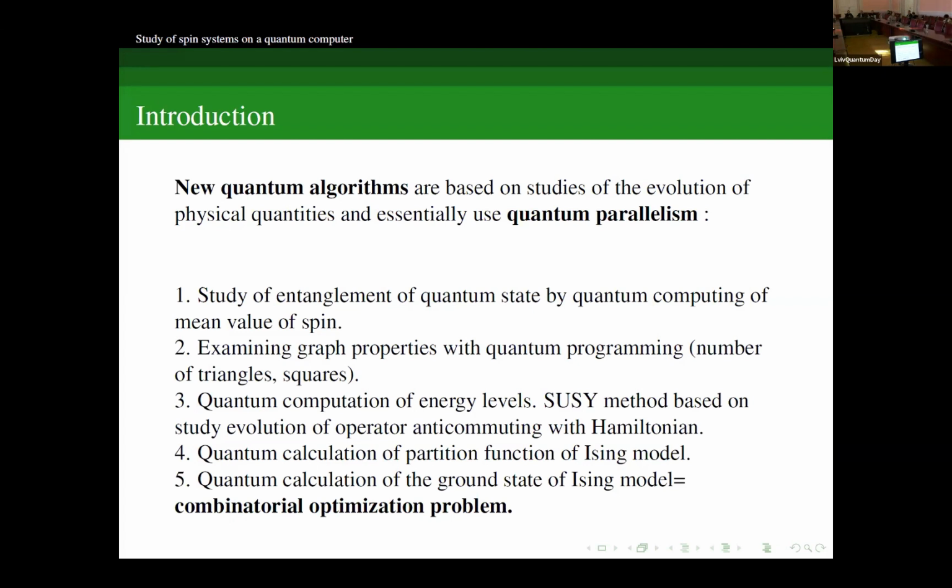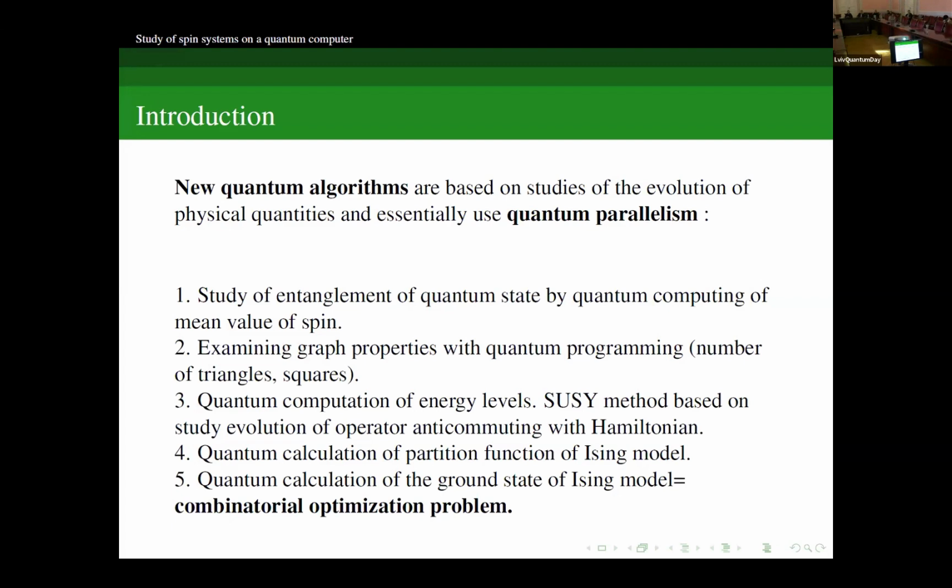Finally, I would like to mention the possibility of calculating the partition function. For instance, for the Ising model on a quantum computer it is not so simple a problem. I will explain in detail later. We also have the possibility to find the ground state of the Ising model. It is a very important problem from the combinatorial optimization point of view. For classical calculation, combinatorial optimization is not so simple, so a quantum computer gives some advantage for solving this problem.